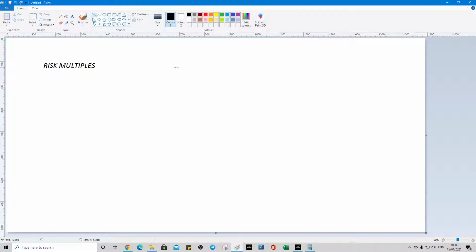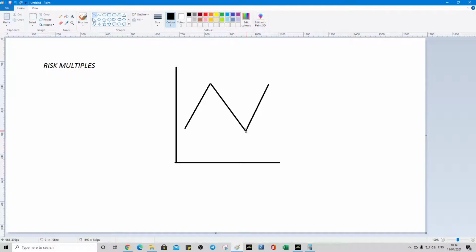So what do I mean? Now let's just draw something up. Okay, so let's say maybe this is gold, say. It's doing this. It's doing this. It's within like a range. And your stop loss is going to be here. Okay. So you enter here. So your stop loss, let's say $10.